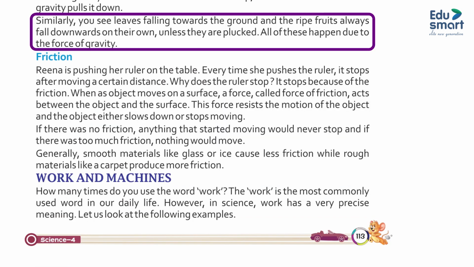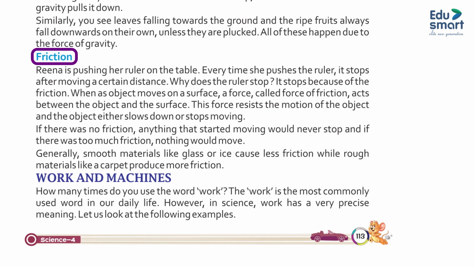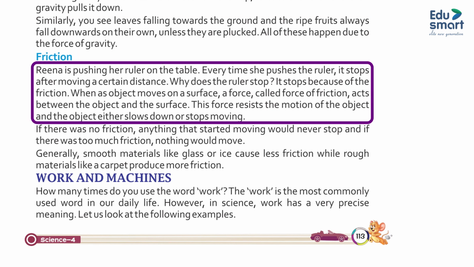Similarly, you see leaves falling towards the ground, and ripe fruits always fall downwards on their own, unless they are plucked. All of these happen due to the force of gravity. Friction. Reena is pushing her ruler on the table. Every time she pushes the ruler, it stops after moving a certain distance. Why does the ruler stop? It stops because of the friction.